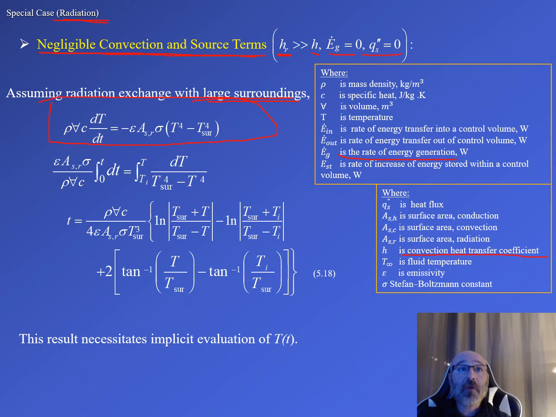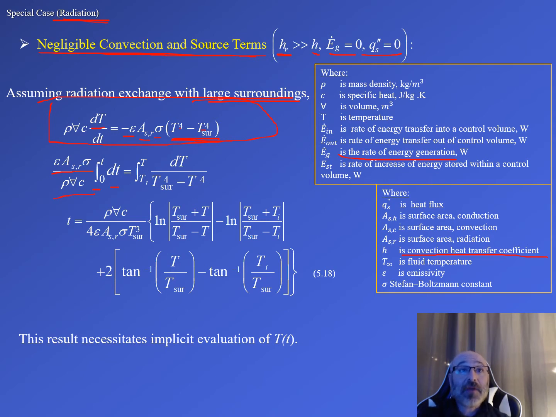We now have our rho Vc dT/dt, the change in temperature with respect to time, equal to negative epsilon times A sub SR times the Stefan-Boltzmann constant, times the temperature difference between T and the surroundings to the 4th power. Now we can take the integral of both sides and pull out our constants. So we have epsilon times A sub SR times the Stefan-Boltzmann constant, all over rho Vc, integrated from 0 to T dt.